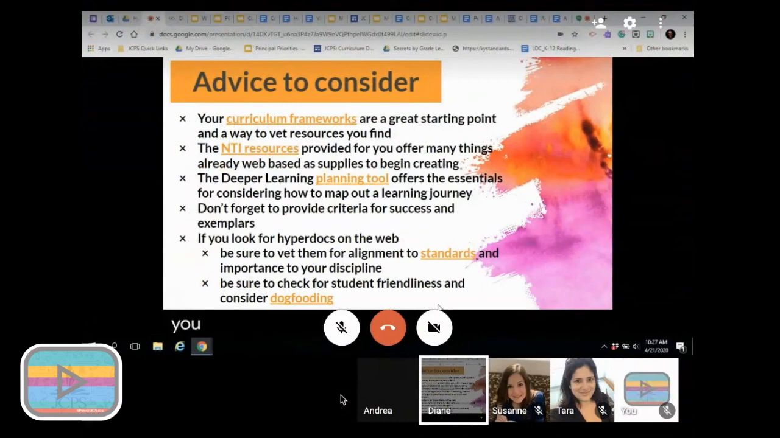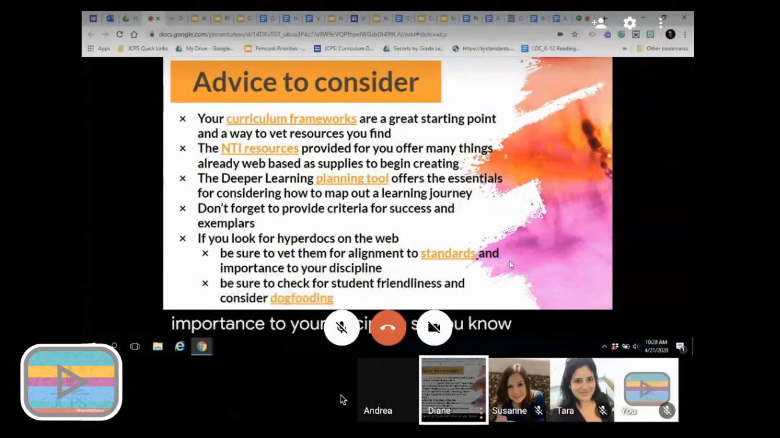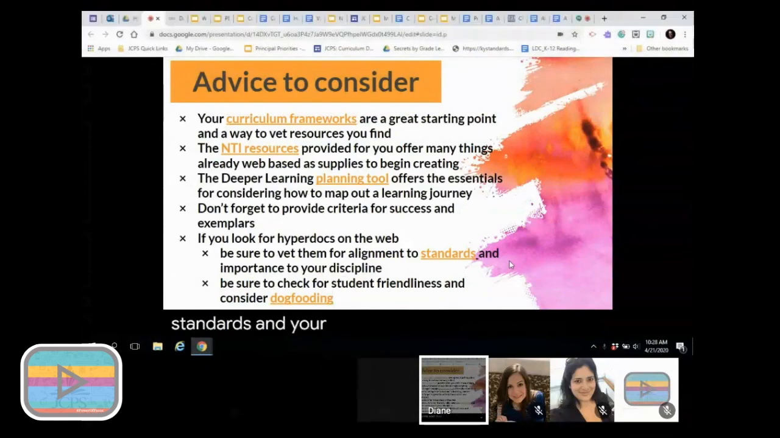I also want you to consider, if you're looking for Hyperdocs on the web, and there are a lot of things out there, be sure to vet them for alignment to your standards and importance to your discipline. So I wouldn't give a 3-week lesson right now on figurative language as a language arts teacher. It's important to the discipline, but I don't know if my students would be able to be sustained in something like that for 3 weeks at this point. So think about your students' needs, your alignment to standards, your importance to your discipline, and what they can be engaged with.